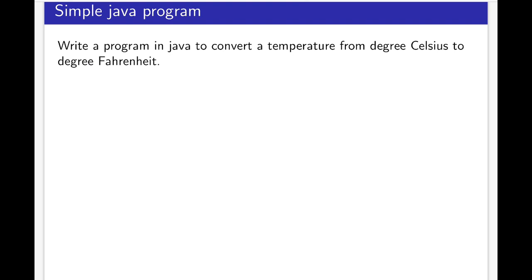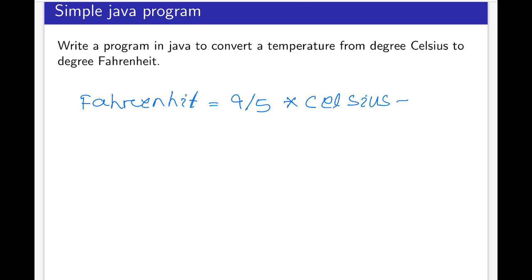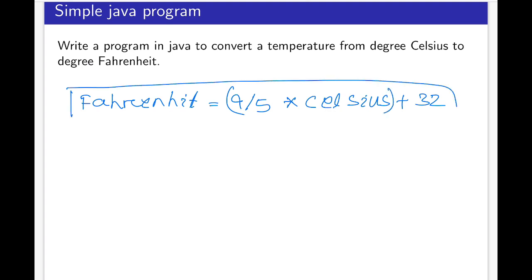We know the formula for converting the temperature from Celsius to Fahrenheit is like this. We can write degree Fahrenheit equal to 9/5 into temperature in Celsius plus 32. So this is the formula to convert the temperature from Celsius to Fahrenheit.